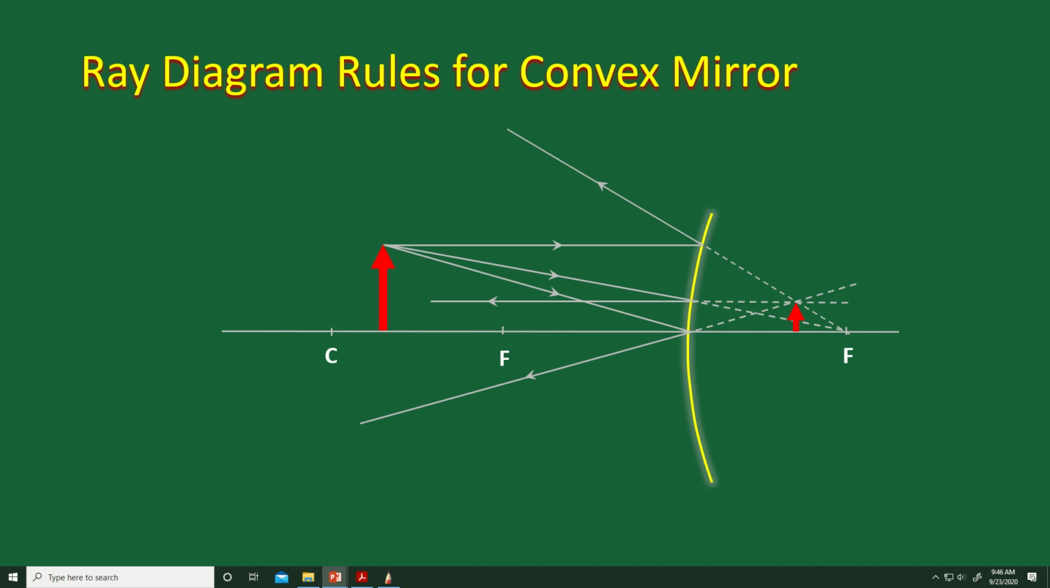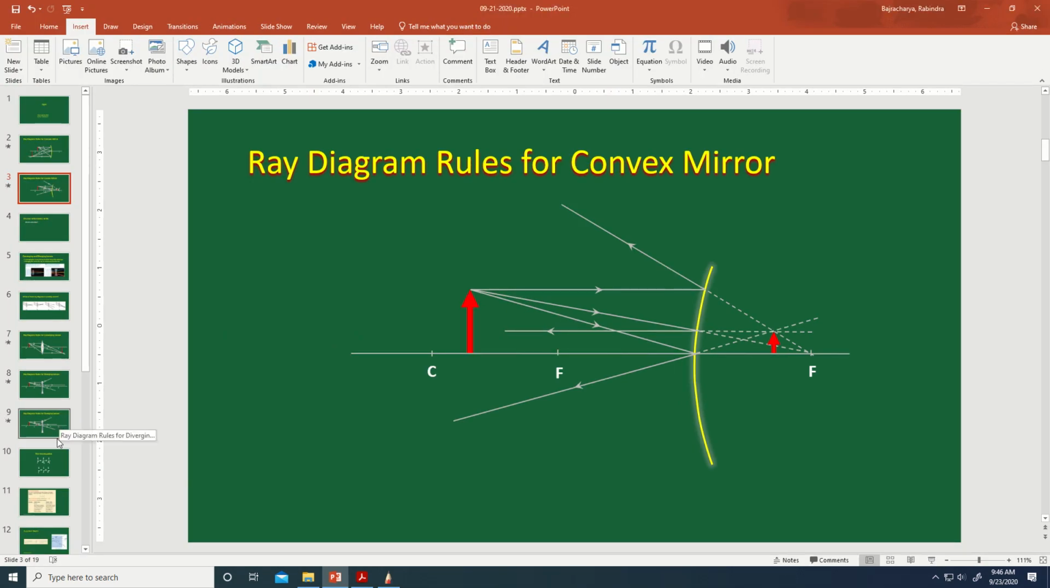Now, like I said before, no matter where you place the object, whether here, or here, or here, or anywhere, you get the same kind of image for a convex mirror. So it will always be virtual, diminished and upright. Yes, it's always virtual. So we'll talk about the application of this next time.